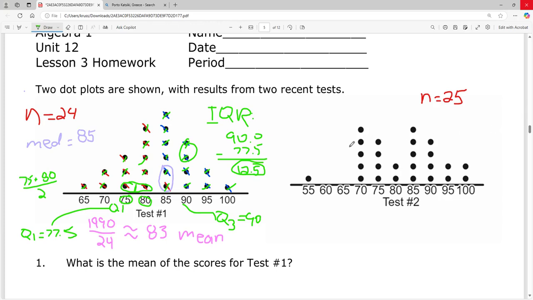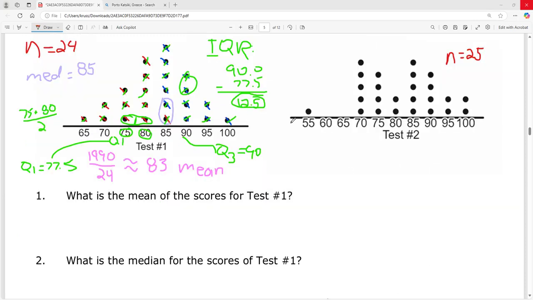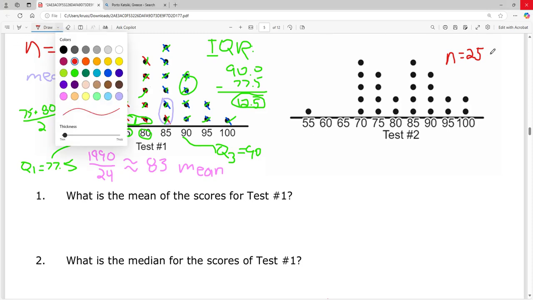Okay, now let's do the same thing for this one over here. Let me pause while I readjust the screen. All right, the first thing we did was figure out what n was. Now let's find the median using the same methodology. 25 divided by 2 is 12 and a half. We can't do 12 and a half, but we will count down here and land on a number that is the median. We don't have to divide anything.